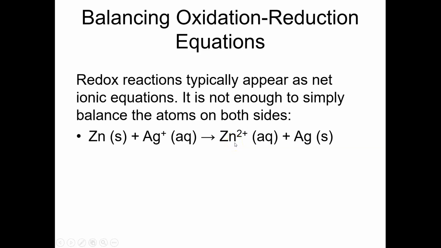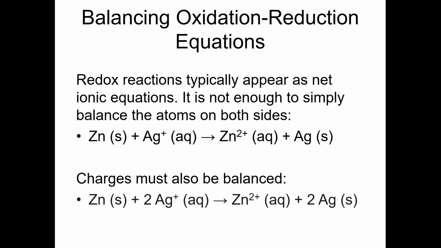And that's not allowed to occur because an electron is in fact matter and you can't make matter appear or disappear. What you have to do is balance it for charges as well. And so it's fairly simple with this equation. I just multiply the silver by 2. Now I've got 1 zinc on both sides, 2 silvers on both sides. I've got a total charge of +2 on the left, and a total charge of +2 on the right.